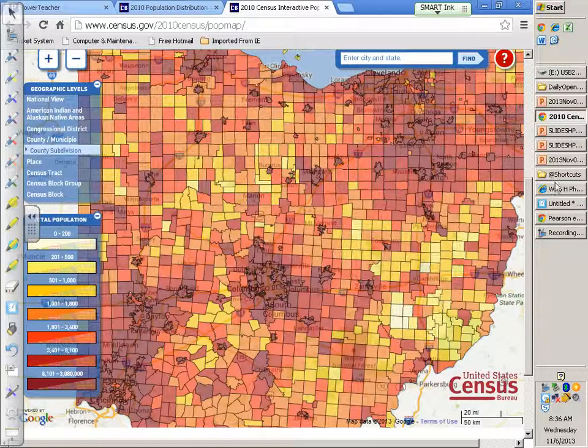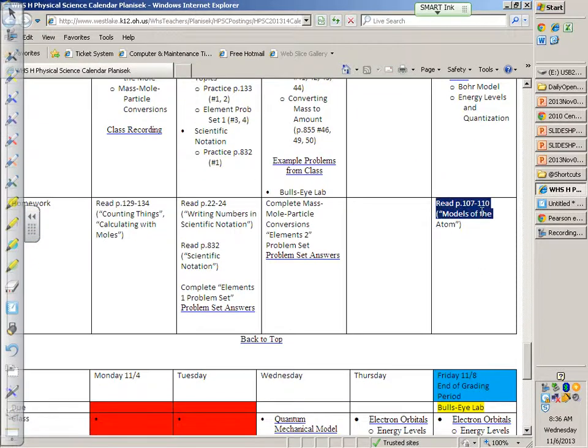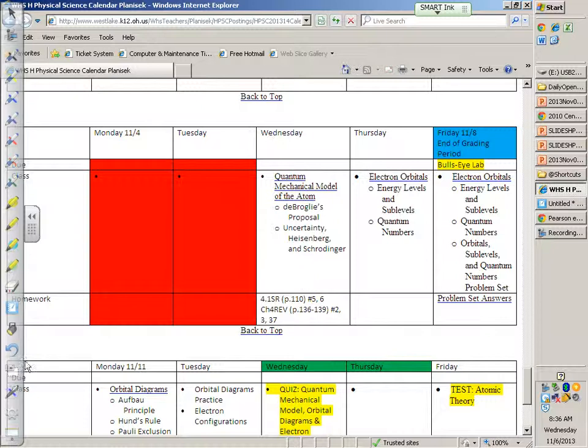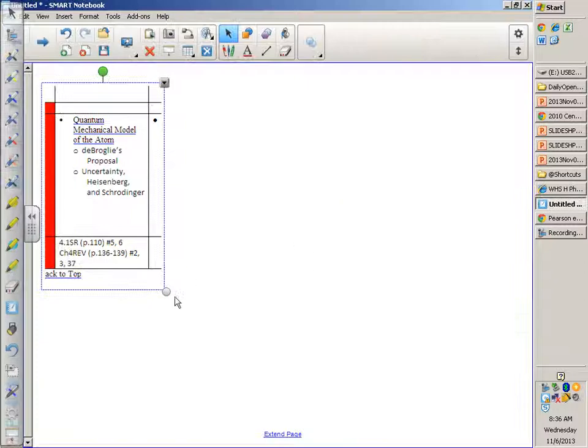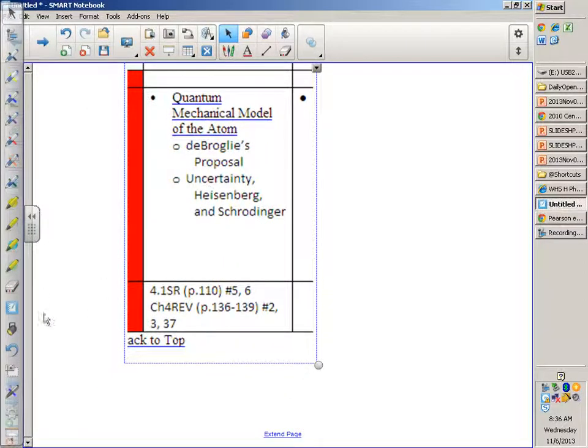If you did not have a chance to read these pages about the model of the atom, please make sure you do that tonight. And then there are a couple of problems from the book that deal with the uncertainty idea and what we just talked about with Heisenberg and Schrödinger. Tomorrow we will get into quantum numbers.